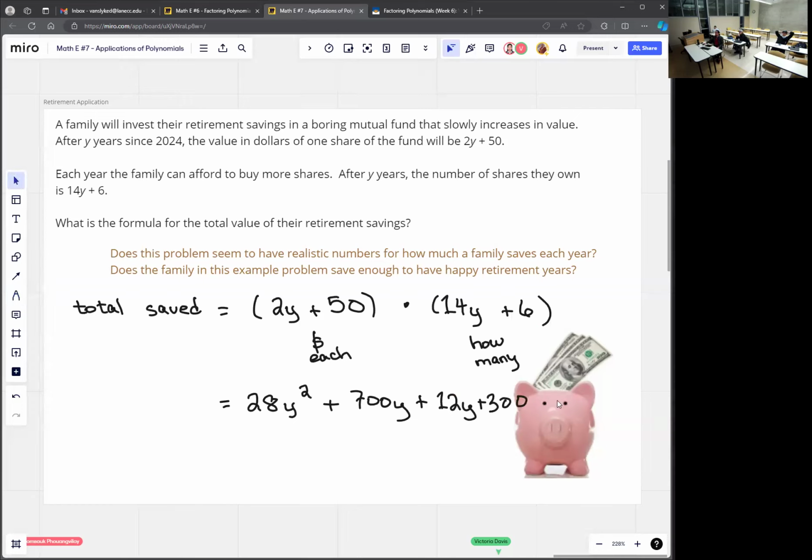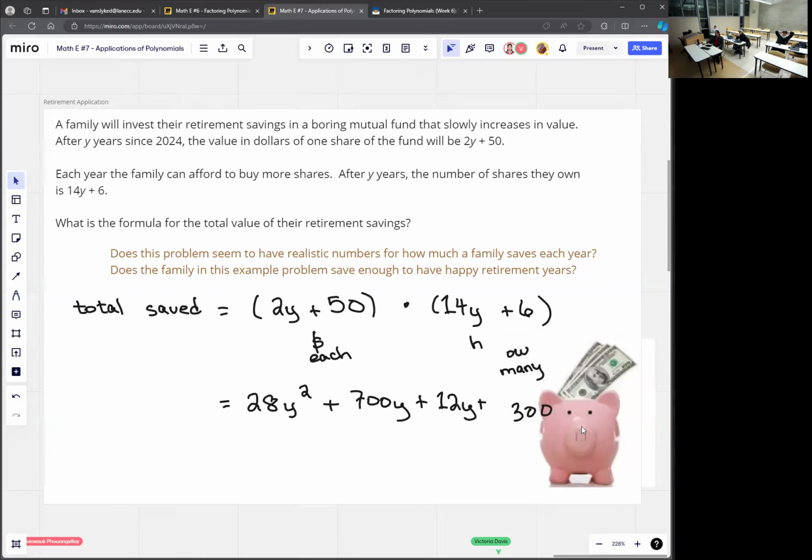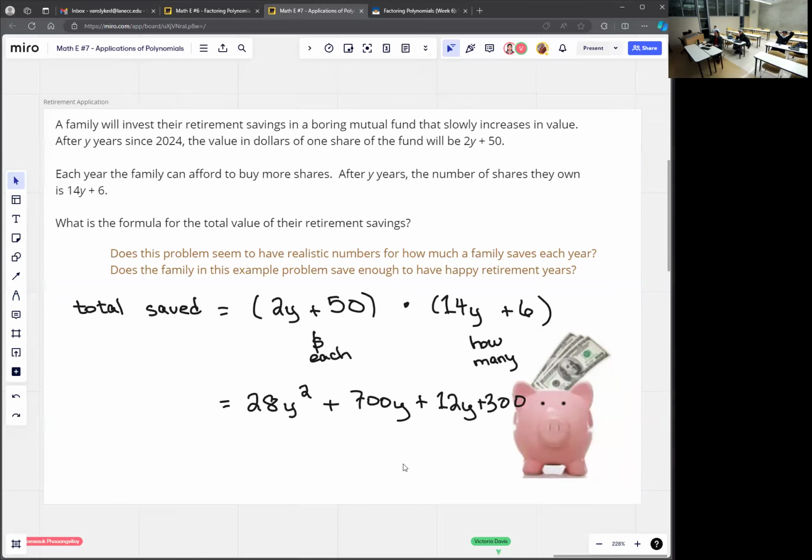Pardon me, let me move the pig. It's going to move that too. Okay, never mind.